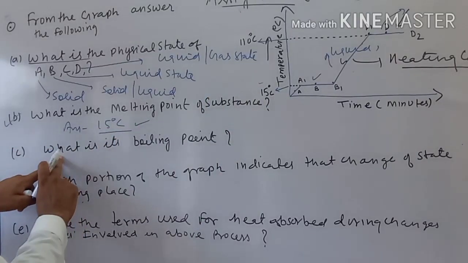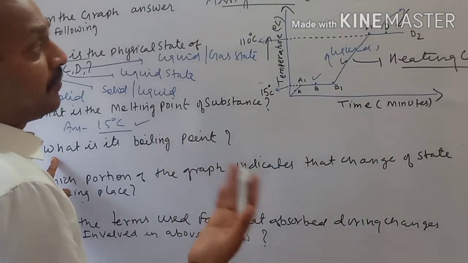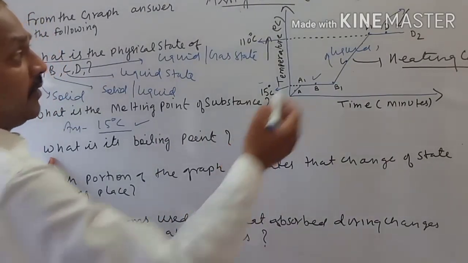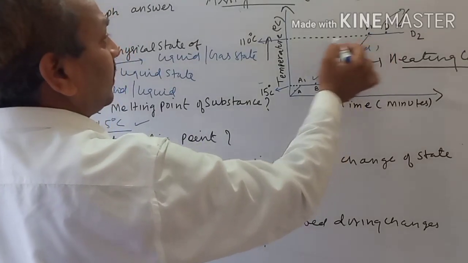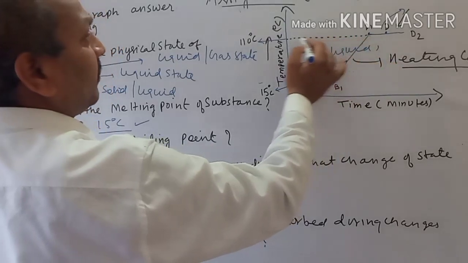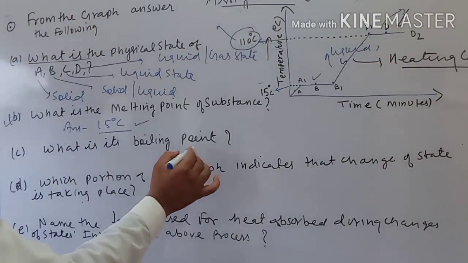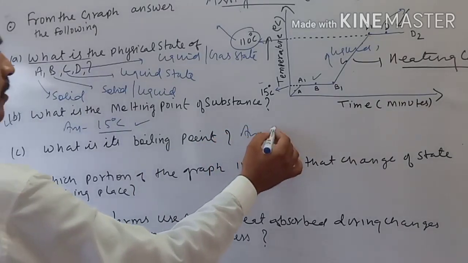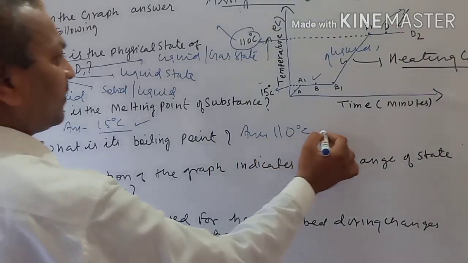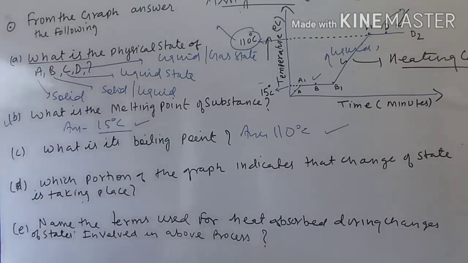Now the next question: what is its boiling point? Boiling point means when liquid boils. See, this is the D1 state. So here the liquid boils. You can see in this graph the temperature given is 110. Same concept. The answer is 110 degrees Celsius. So this is done.